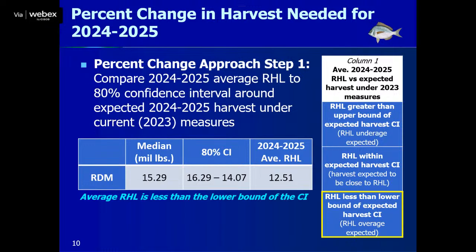So step one is the comparison of the average 2024 through 2025 RHL to the 80% confidence interval around the expected 2024 through 2025 harvest under current, so 2023, measures. Based on results from the recreation demand model, the median harvest estimate, presented in this table at the bottom of the slide, is about 15.29 million pounds, with a confidence interval ranging from about 16.29 million pounds to 14.07 million pounds. If we compare that confidence interval range to the average RHL, on the right-hand side, about 12.51 million pounds, you'll notice that the average RHL is less than the lower bound of the confidence interval, and therefore scup, similar to summer flounder, falls in the bottom row of column one. So, same situation as summer flounder.